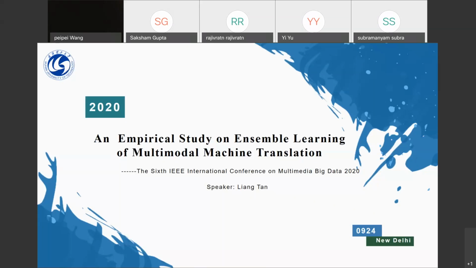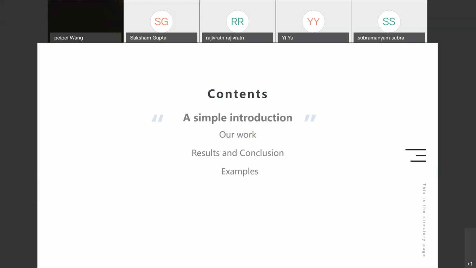The title of our paper is IMICO, study on ensemble learning of multimodal machine translation. I will introduce this paper from the following aspects. First of all, I'll give you a simple introduction about the multimodal machine translation task. The second part is about our work. Then I'll show you some experiment results and conclusions. The last part is translation results of some examples.